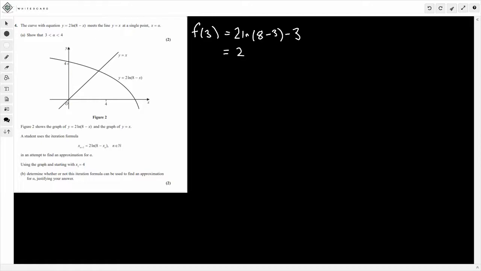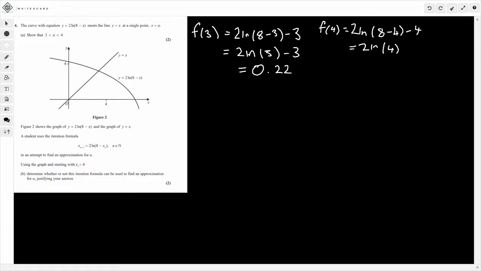So that's 2 ln 5 minus 3. And what does that give us? So that gives us 0.22. Now let's consider f of 4. So we should hope that this value comes out as negative. If it doesn't, something's gone wrong with one of our calculations, but it should do. F of 4, so this is going to be 2 ln(8 minus 4) minus 4 on the end, like that. So that's the same as 2 ln 4 minus 4, which is going to be equal to minus 1.23.